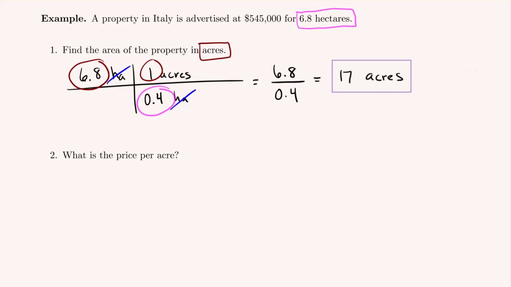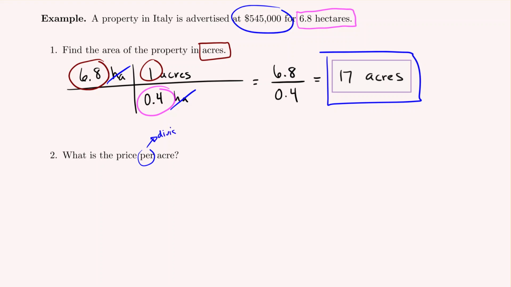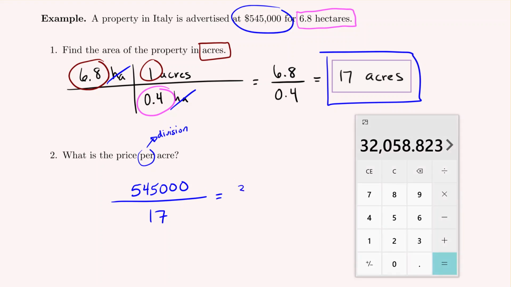Now here our follow-up question is saying what's the price per acre? Well, we know the price and we know the amount of land given in acres. So price per acre, remember the word per makes us think of division in mathematics. So we would take the overall price listed and divide that by how many acres we have. That gives us the dollars per acre. And we would get $32,058, and dollars have 2 decimal places for cents, so let's say about 82. We'll show that we rounded with the squiggly equals.